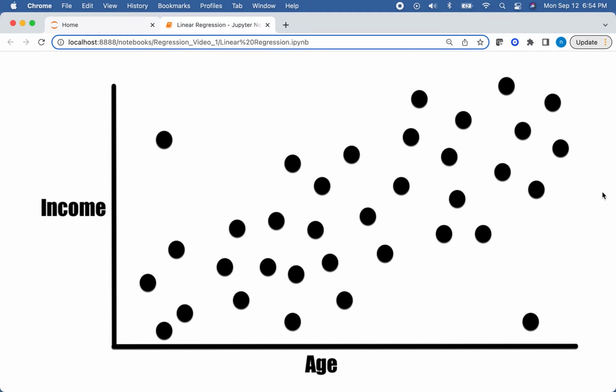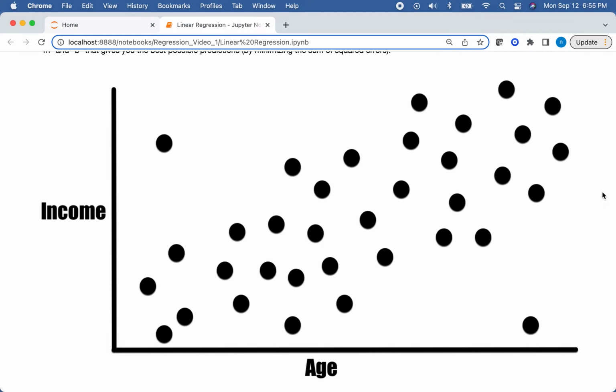So if you look at this first graph we have, let's say we're looking at age and its effect on income. So in this example, age would be our independent variable on the x-axis, and income would be our dependent variable on the y-axis. And you can see the trend here. So you can see in general, when age increases, income also increases.